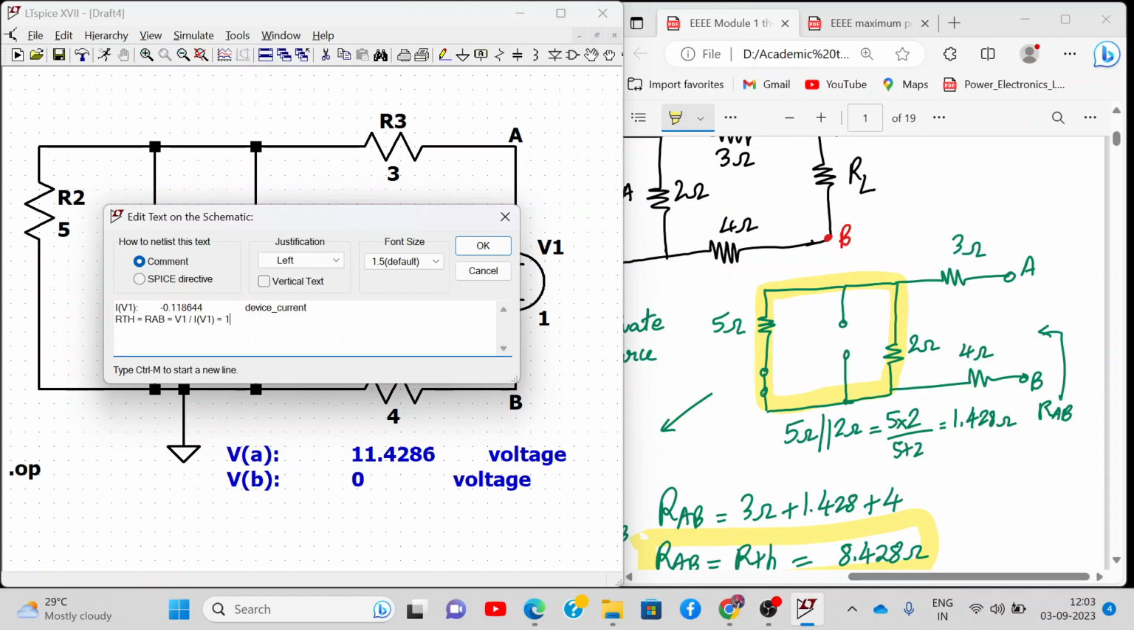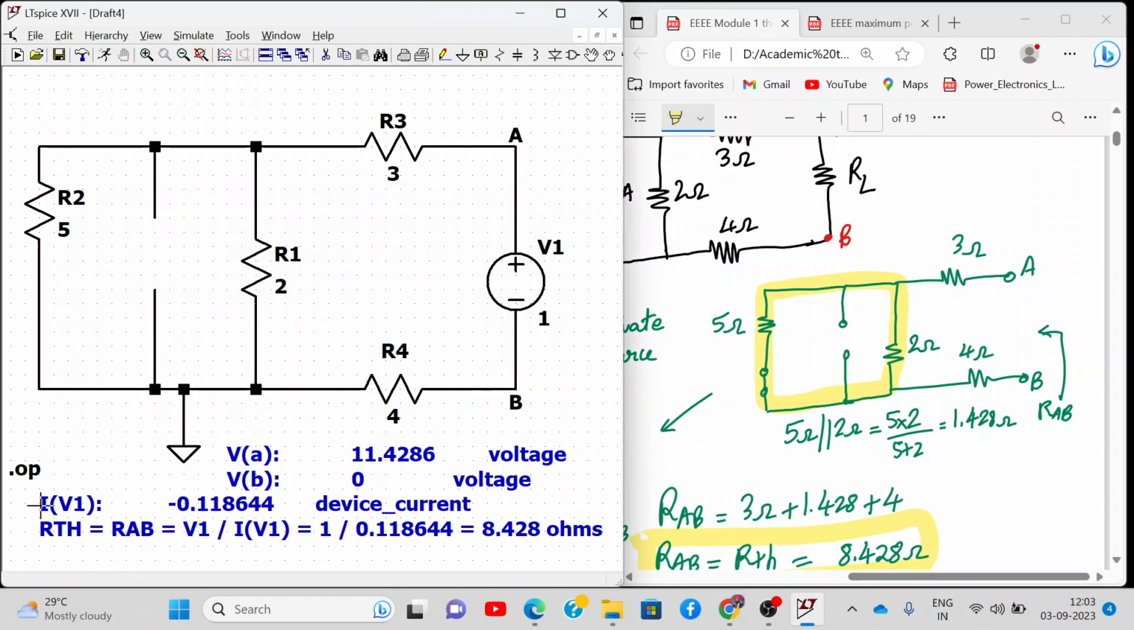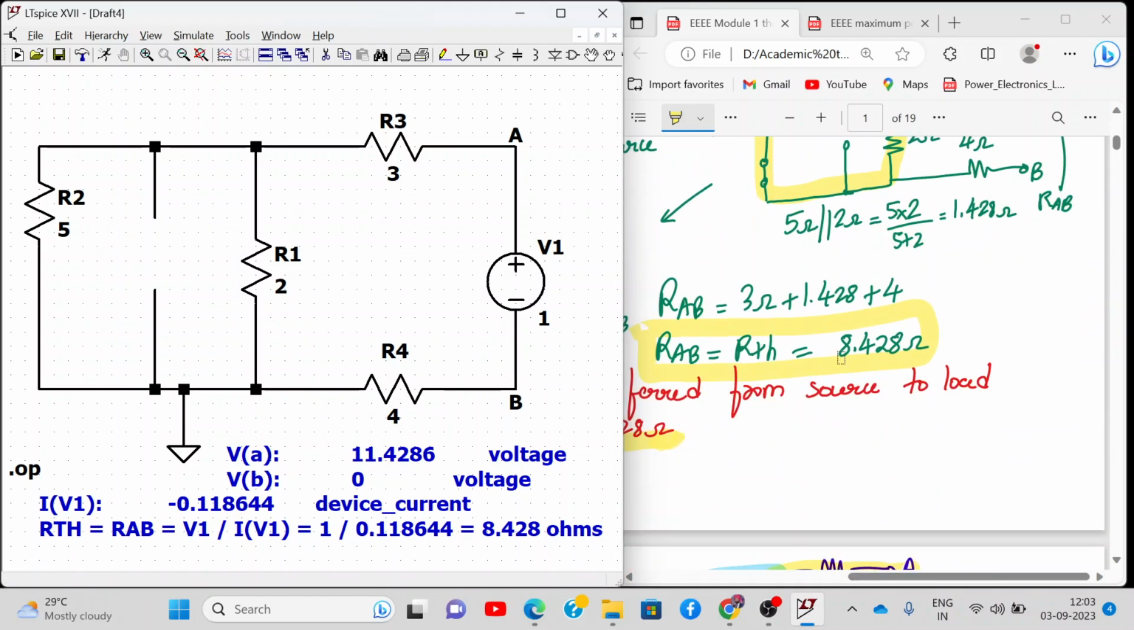So I'll write RTH, or RAB, will be V1 divided by current flowing through V1, and we consider that positive. So 1 divided by 0.118644. How much is that? If we divide it by 0.11864, then the value will be 8.428 ohms. And is this the value we got over here? Yes, sir, 8.428. Correct. So RTH also we got perfectly fine.